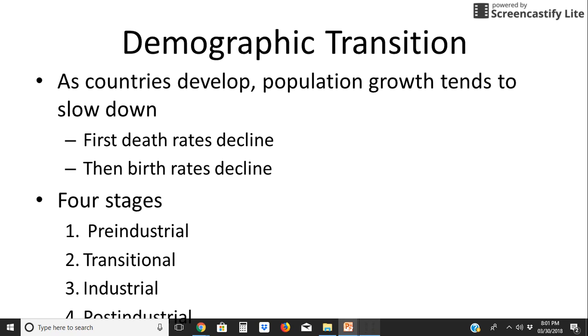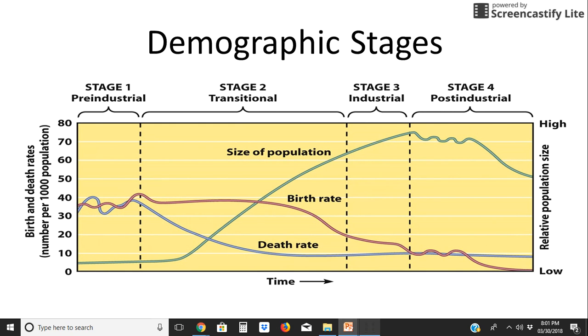Anyway, demographic transition is a very important thing that we need to look at. And so, as countries develop, the population growth will speed up, slow down. And so we're going to look at that. We're going to look specifically at the 4 stages: pre-industrial, transitional, industrial, and post-industrial. And here is a look at what's happening. So you can see here, pre-industrial, my population growth is in green here, and your birth rates in red, and your death rates in blue.